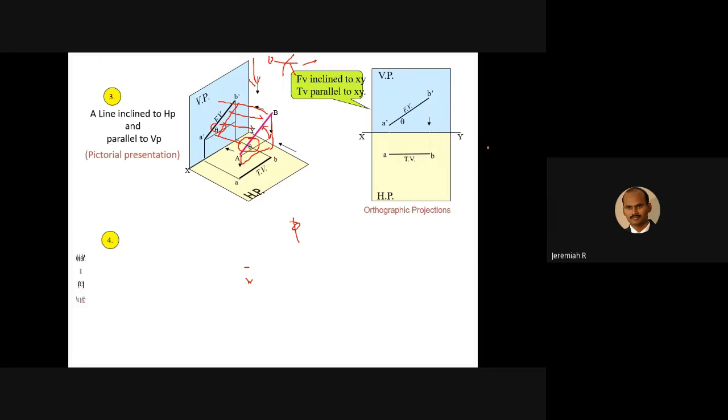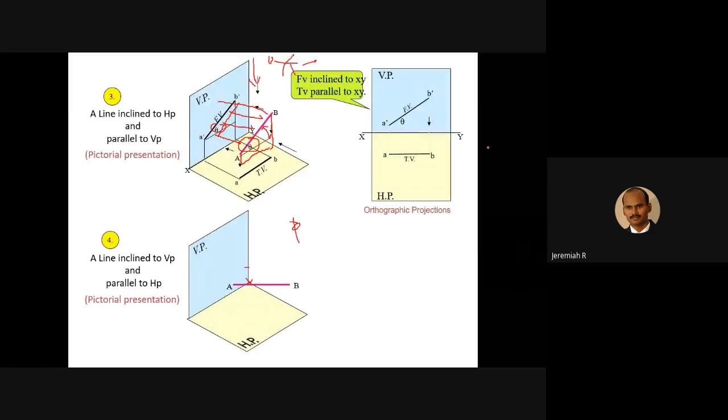So the fourth case, just now we started. A line is inclined to VP but parallel to HP. When you say inclined to VP, this is some angle with respect to the vertical plane, maybe 30 degrees, something like that. So inclined to the vertical plane and parallel to the horizontal plane.